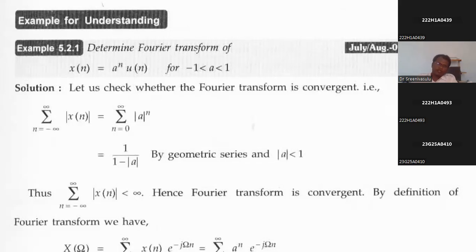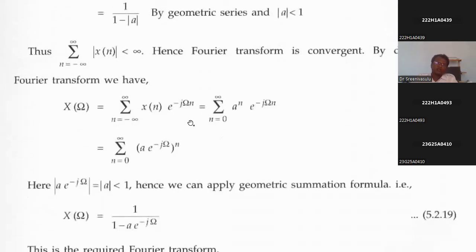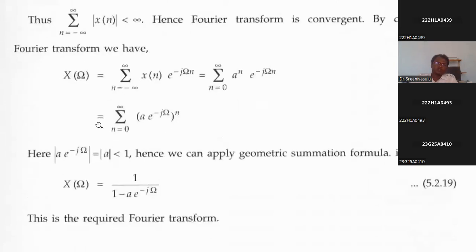So then we can apply DTFT for this sequence. Consider the DTFT formula. DTFT of x of n is X of omega, equal to summation of n equal to minus infinity to infinity, x of n into e power minus j omega n. It is the DTFT formula. Now we substitute x of n, which is a power n into u of n. Again here, u of n is equal to 1 for n greater than or equal to 0, and it is 0 otherwise.